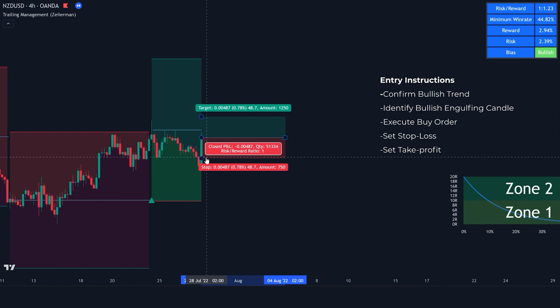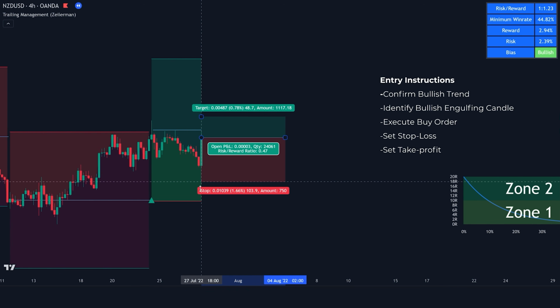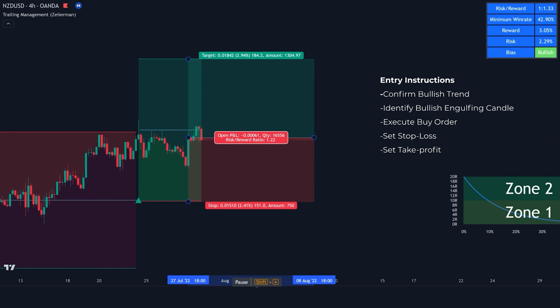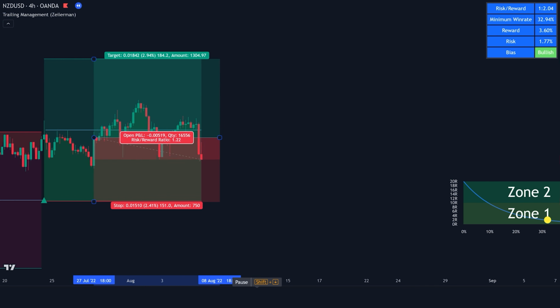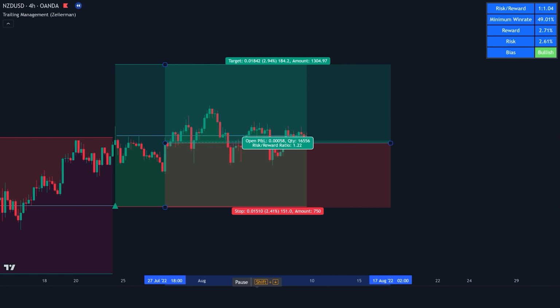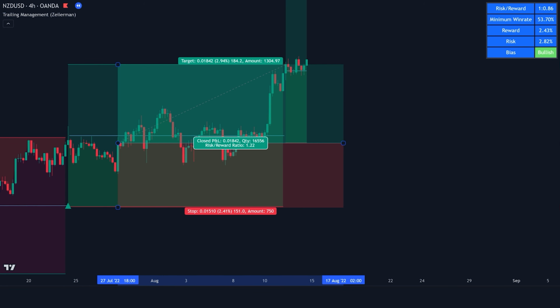4. Set stop loss. Place the stop loss at the level marked by the trailing management's red stop loss line to minimize potential losses if the market moves against your position. 5. Set take profit. Establish your take profit target at the level indicated by the trailing management's green take profit line. This method leverages the power of candlestick patterns, aiming to capitalize on a high win rate.